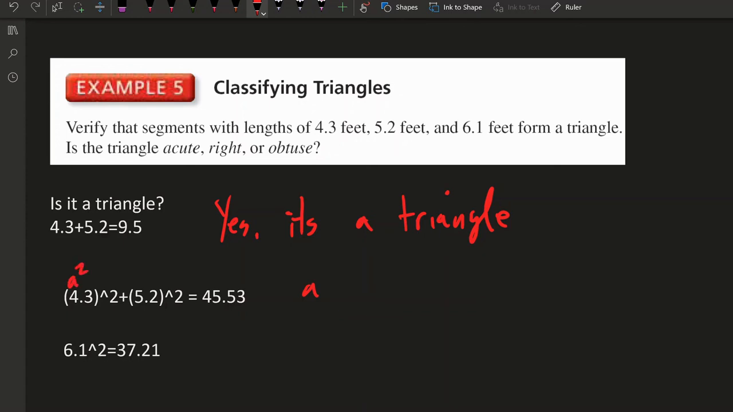Let's put that here. A squared, b squared, c squared. And in this case, a squared plus b squared is greater than c squared. So if I look at that, if a squared plus b squared is bigger than c squared, that means that the hypotenuse is shrinking a little bit. So it's not a right triangle. If the hypotenuse is shrinking, that means that I am getting an acute triangle.